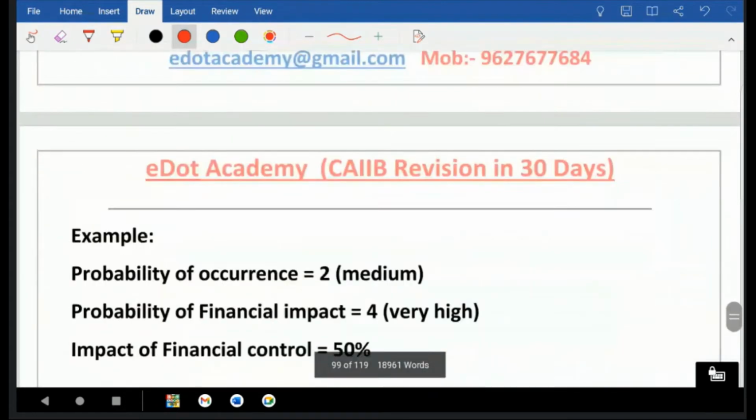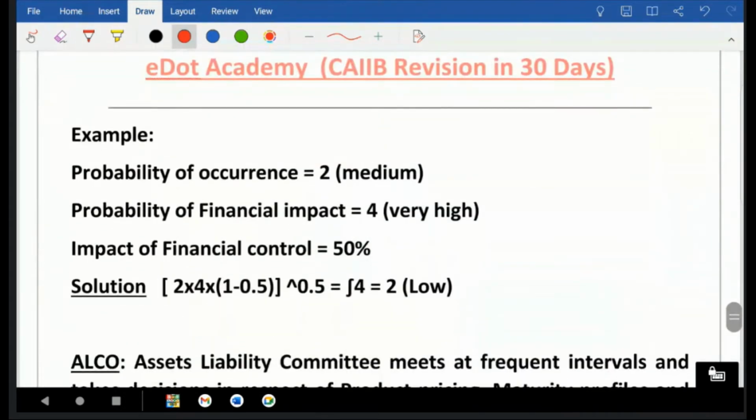I'll take an example also here. Probability of occurrence 2. Probability of financial impact 4, very high. Impact of financial control 50%. So for the impact of financial control, you have to subtract from 1, because the impact is 50%. So 50% means 0.5.